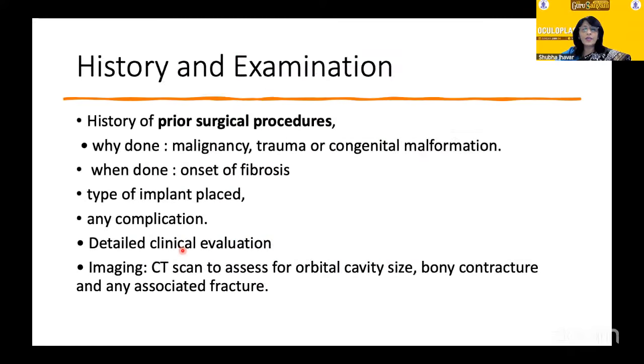Now, for the history and examination, history of prior surgical procedures needs to be asked. So why that procedure was done, like why enucleation or evisceration was done, whether there was a malignancy, or there was a history of trauma, or some congenital malformation. When was it done? Like, was it done secondarily? So you should know whether an onset of fibrosis was there, then the type of implant which was placed, and whether there was any complication thereafter. And thereafter, we go on to the detailed clinical evaluation, and imaging can be done to further evaluate the case.